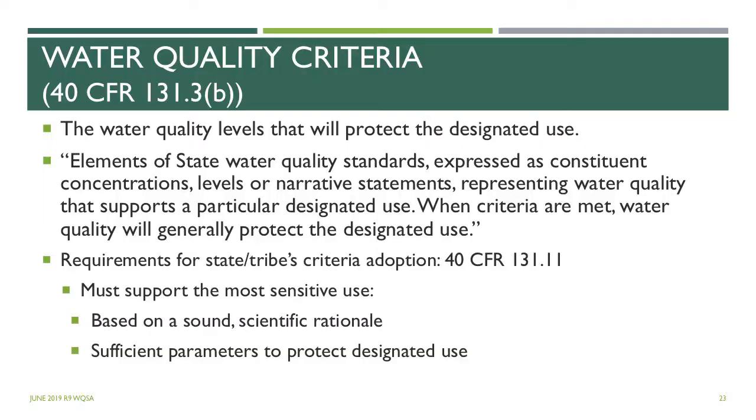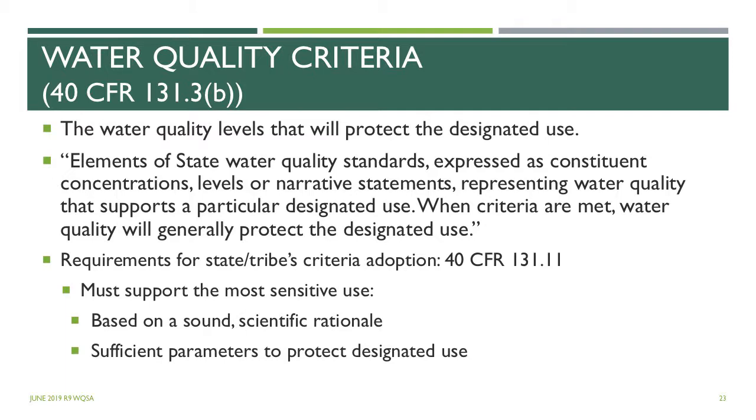Okay. Now, water quality criteria are the water quality levels that will protect the designated use. EPA defines criteria as elements of state water quality standards expressed as constituent concentrations, levels, or narrative statements representing water quality that supports a particular designated use. When criteria are met, then generally you're expected to protect the designated use. It says generally because that's not always going to be the case, but that is the idea. The idea is you've identified what criteria you need, that if you meet that, you have every reason to believe that you will be protecting your designated use.